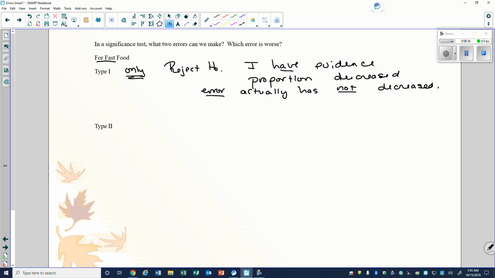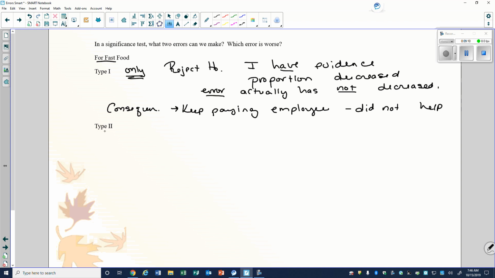And anytime we make an error or anytime we make a mistake, we really need to evaluate what the consequences of that mistake are going to be. So if I look at the consequences for this, if I say that it has decreased, then I think this employee has actually made a difference when in fact they have not. So this company is going to keep paying an employee that really did not help. So the company is going to be wasting money.